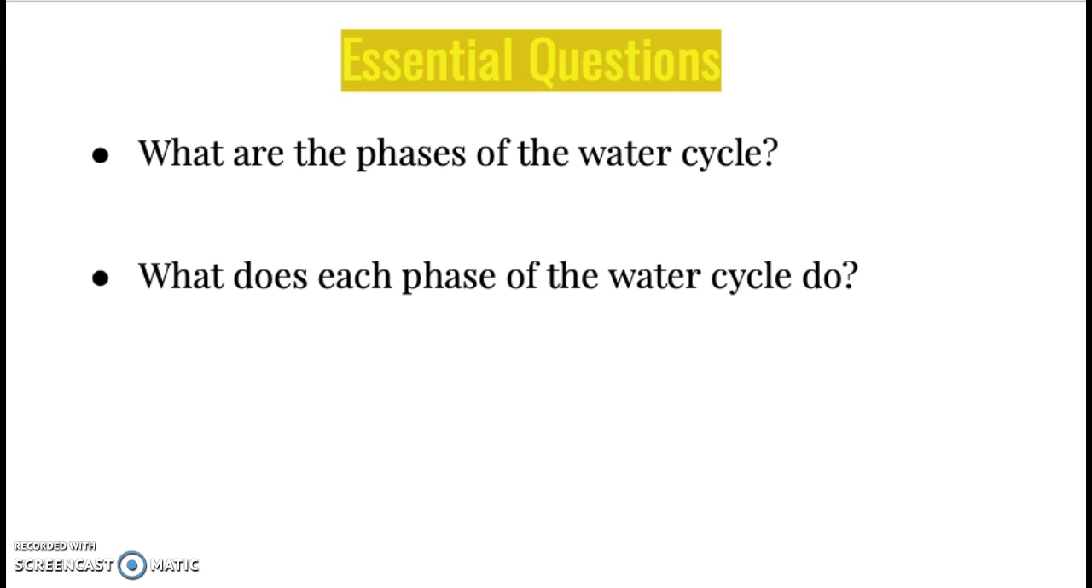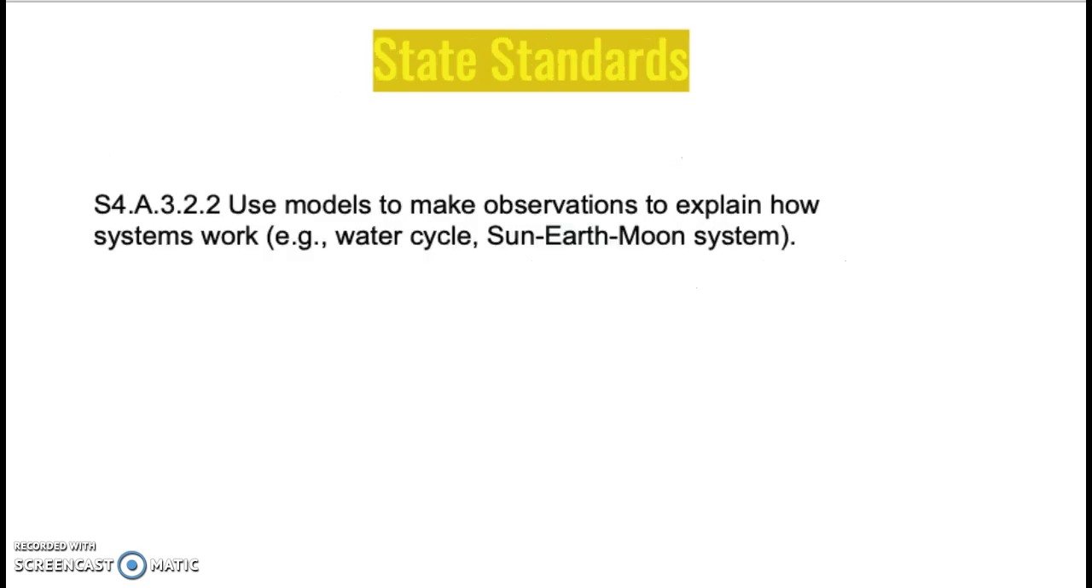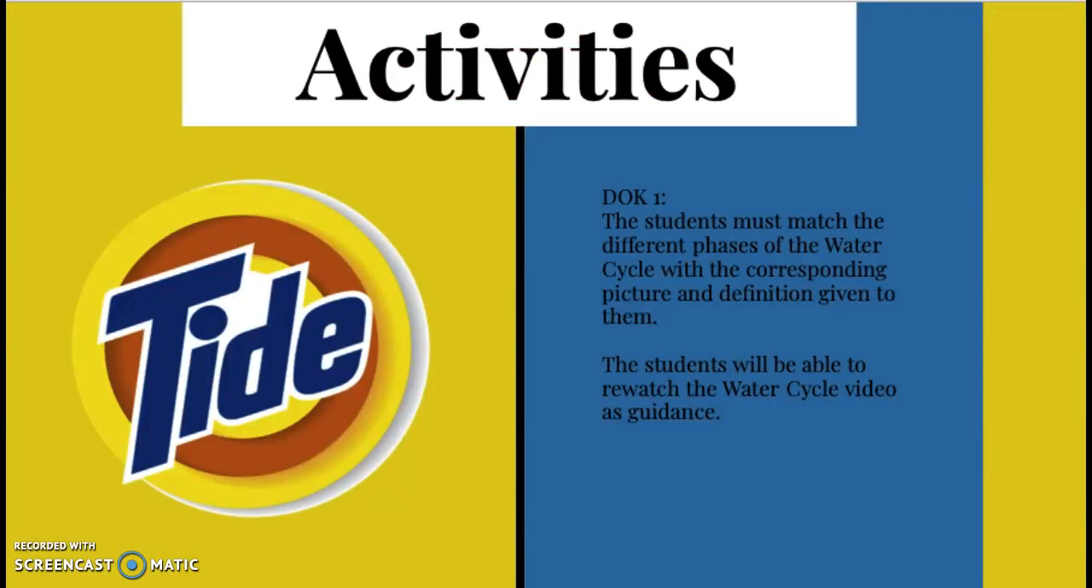water cycle does. So the state standard I used says use models to make observations to explain how the systems work. So, for example, the model of the water cycle. So my first activity, it's a DOK1 because it's more of a recall of what they learned from the video. It's where students must match the different phases of the water cycle with the corresponding pictures and the definitions given to them, and they can also use the water cycle video as guidance.